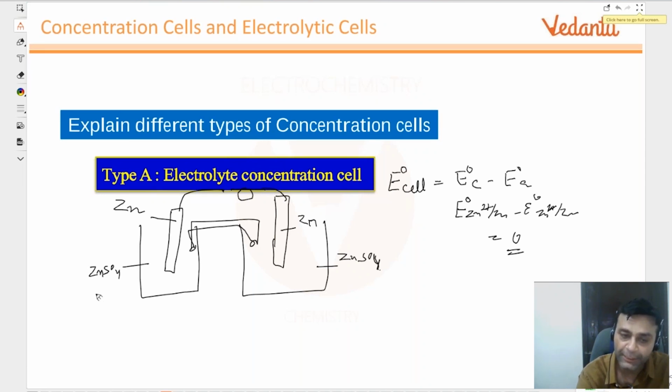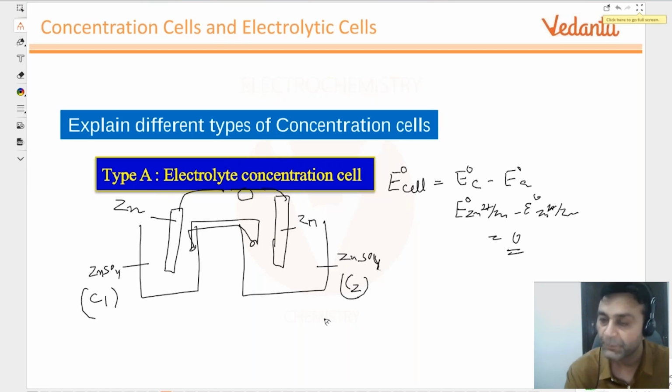If I change the concentration, let it be C1 concentration here and C2 concentration here, different concentrations now, then the cell will work. And such a cell is called a concentration cell. When the two metals are the same, meaning in the oxidation half reaction and reduction half reaction the metals are the same, but their concentrations are different, then the reaction will be spontaneous. Such a cell is called a concentration cell. The cell is working due to the difference in concentration, but not due to a difference in potential. Are you getting me?